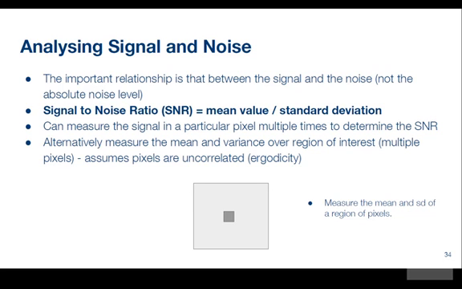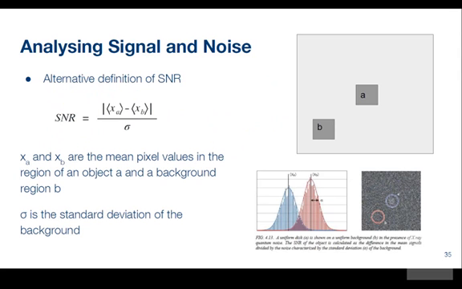so we normally just acquire a single image. We might only have a single image available, so in that case we can look at the mean and variance over a region of interest. But this does assume pixels are uncorrelated. If there are any correlations between pixels, this way of measuring the signal-to-noise ratio is going to break down.